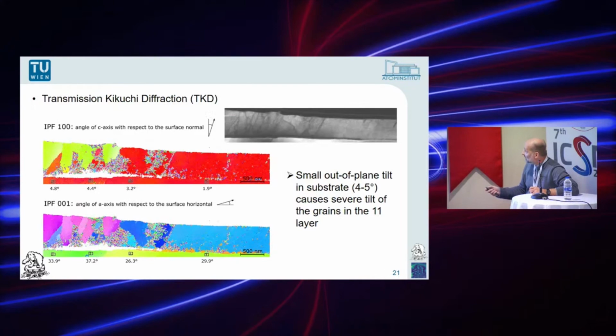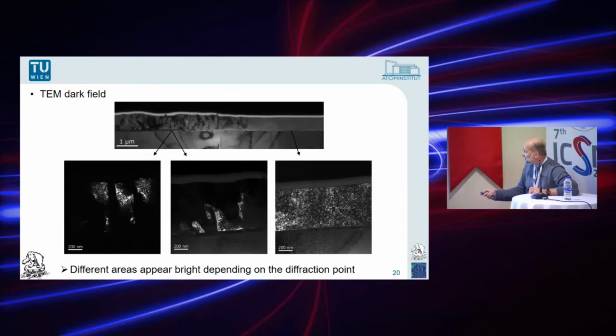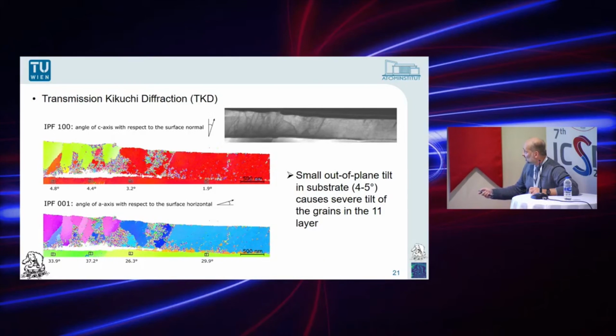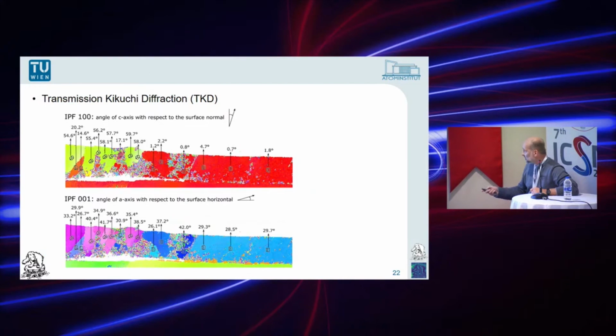And finally, to look closer at this, we made some transmission Kikuchi diffraction, and what we observed here is that for the substrate, the out-of-plane tilt of the z-axis is 1.9 degrees here on the good side, and on the bad side it's up to about 5 degrees. And then this obviously is very detrimental to epitaxial growth, because you see here now that we find both an out-of-plane tilt of about 55 degrees, and also here a subgrain structure with an independent orientation.